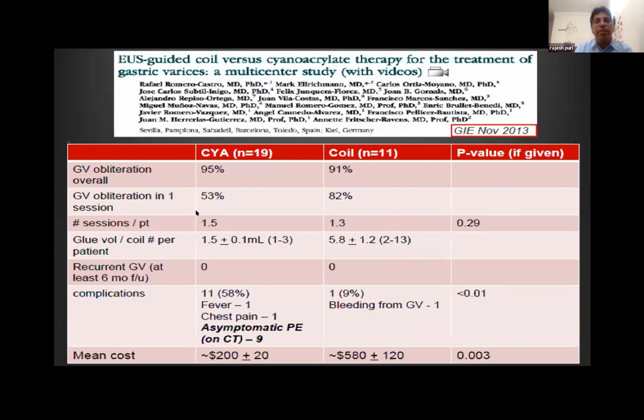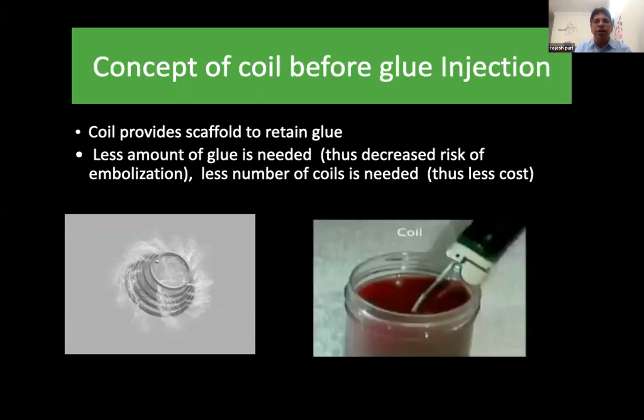This is a study which was published in 2013, where they compared EUS-guided cyanoacrylate glue and the coil. The conclusion was that complications were more in the glue group in comparison to coil, but the cost of treatment was much higher in the coil group. Because of this, to reduce the complications and the cost of treatment, the concept of coil before the glue came. And what was the concept?